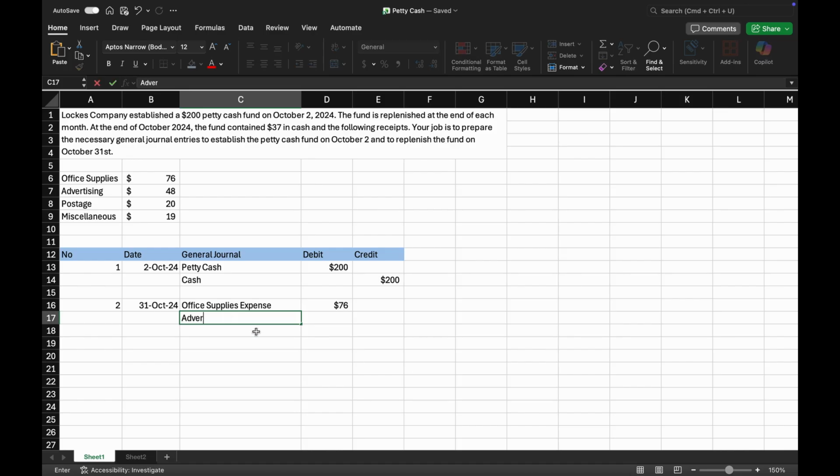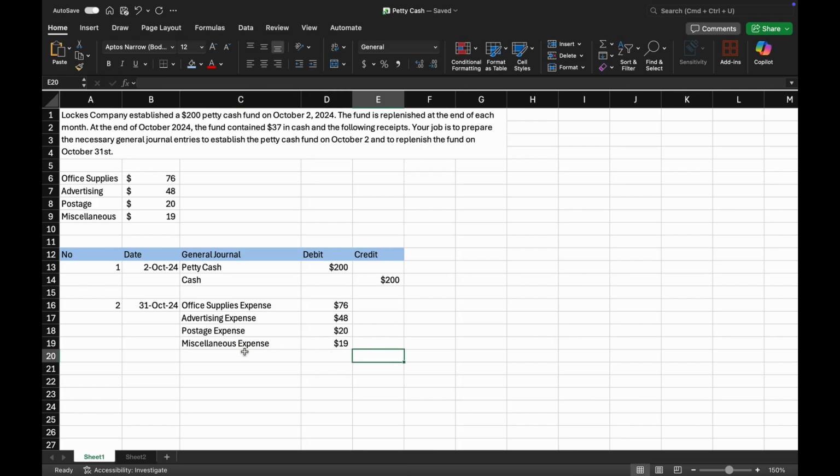Then put the advertising expense account as the next account and debit it for $48. Then put the postage expense account and debit that one for $20. And lastly, put the miscellaneous expense account and debit that one for $19.